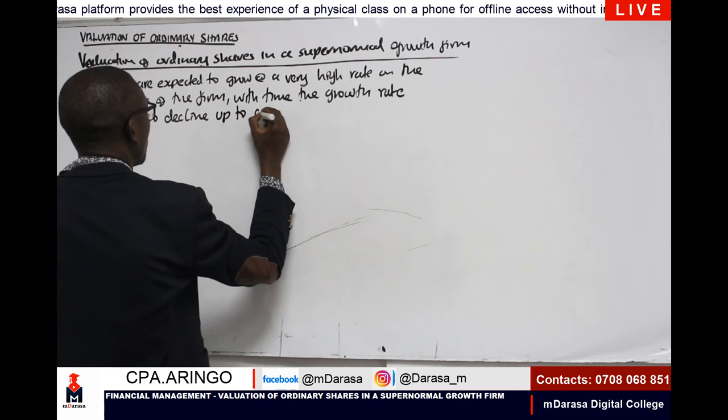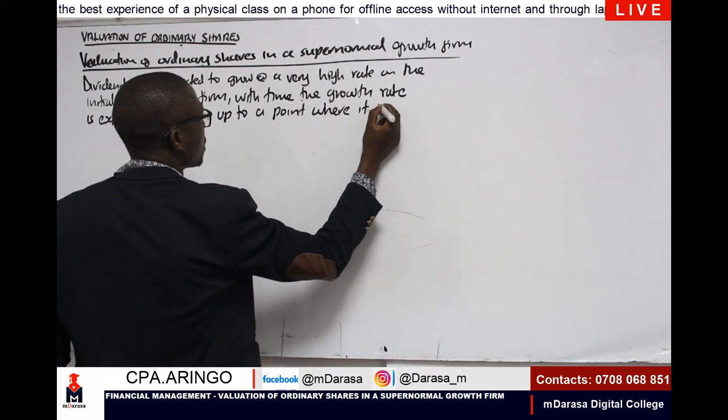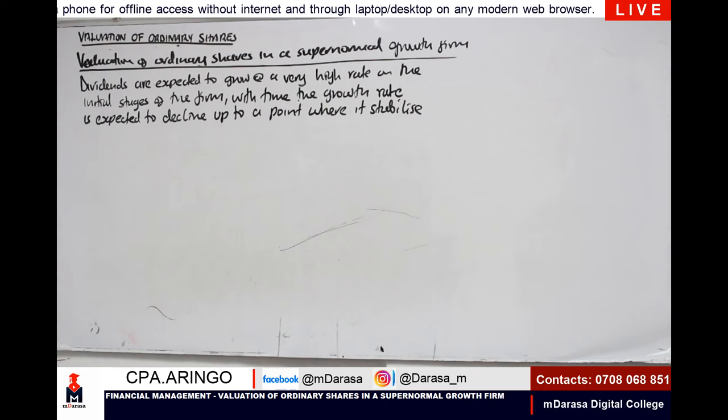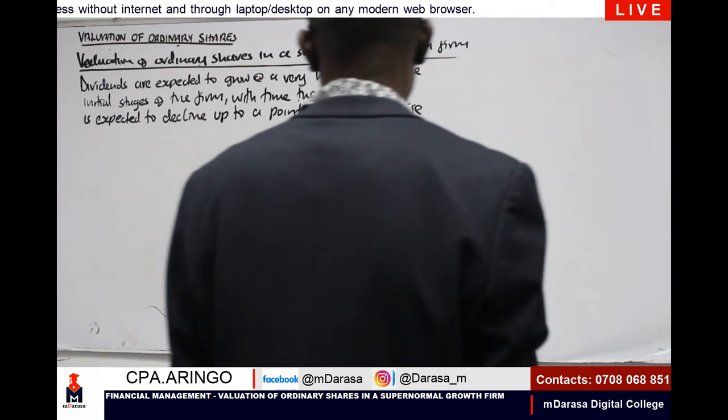Up to a point where it stabilizes. Then, mark this very key, very, very correct. What will happen next? After that, you'll find that the dividends will grow at a constant rate throughout.